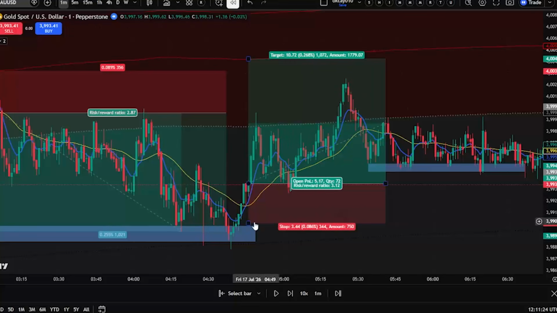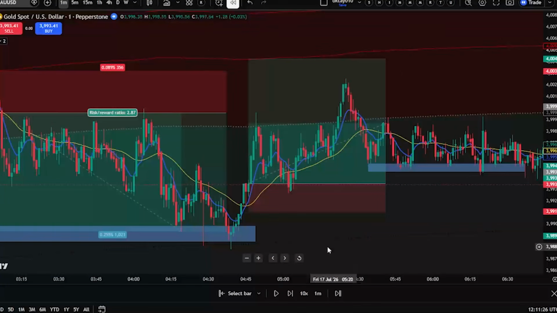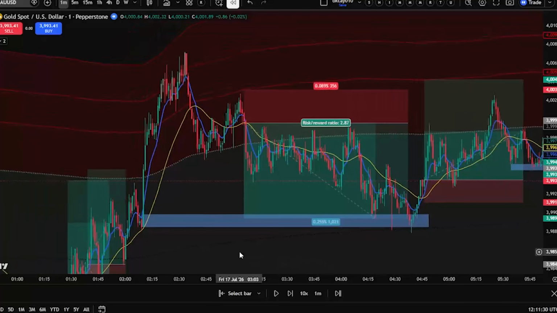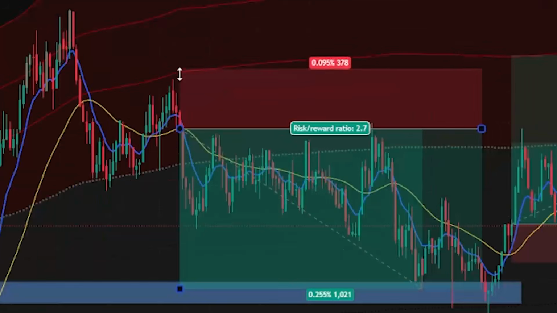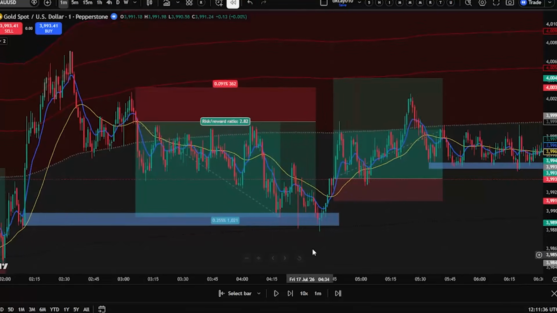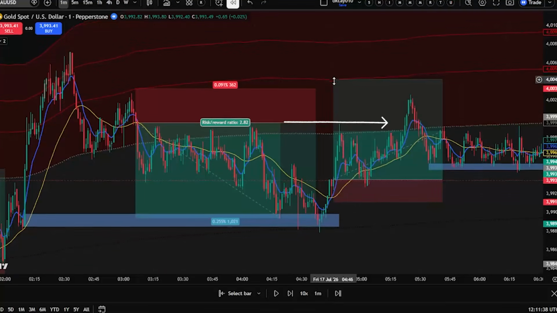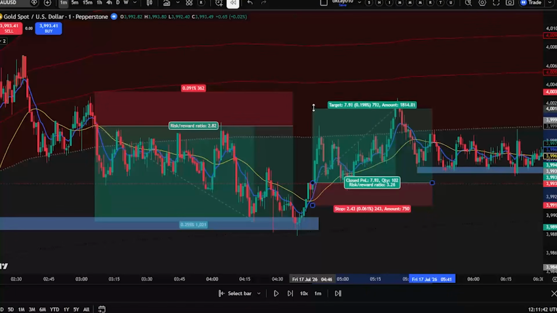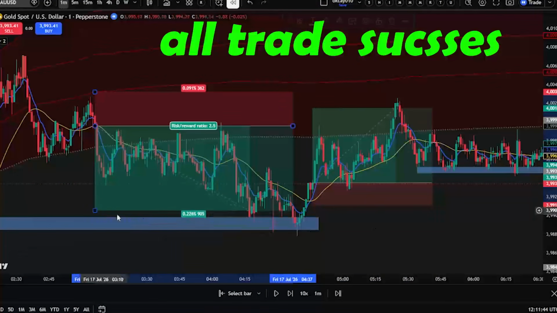We place the stop loss behind the last important low. Stop loss, stop price. The reason was that if the price went back below this range, our analysis would no longer be valid. The trade target was determined based on the risk-reward ratio. Take profit, target price. The result of this trade, the trade was successfully closed.